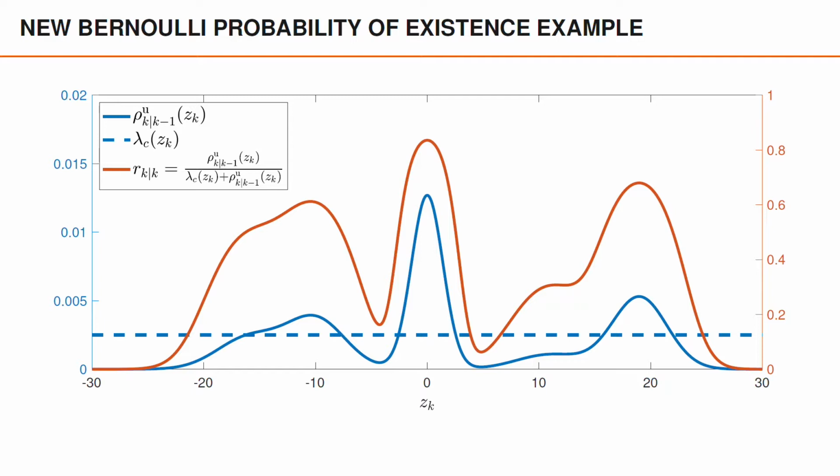And note that we are using two y-axes. On the left, we have the axis for rho and lambda c, and on the right, we have the axis for the probability of existence. Just like we expected, the probability of existence is larger where rho is higher than the clutter intensity, and it's smaller where rho is lower than the clutter intensity. If the measurement is equal to 0, for example, the probability of existence is larger than 0.8. But if the measurement is equal to minus 25, the probability of existence is almost 0.